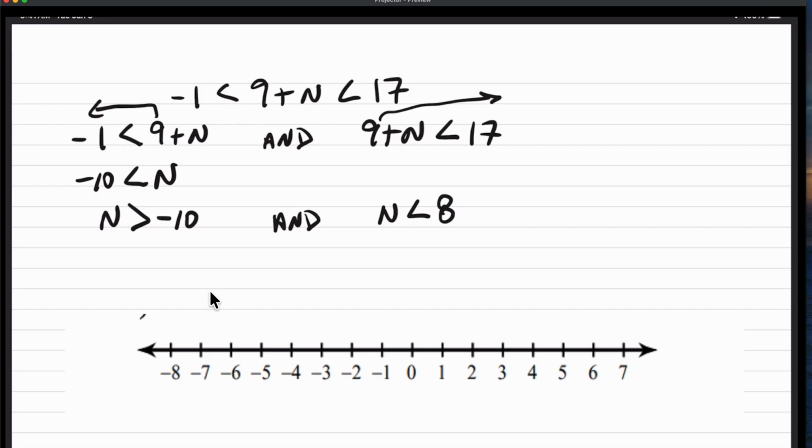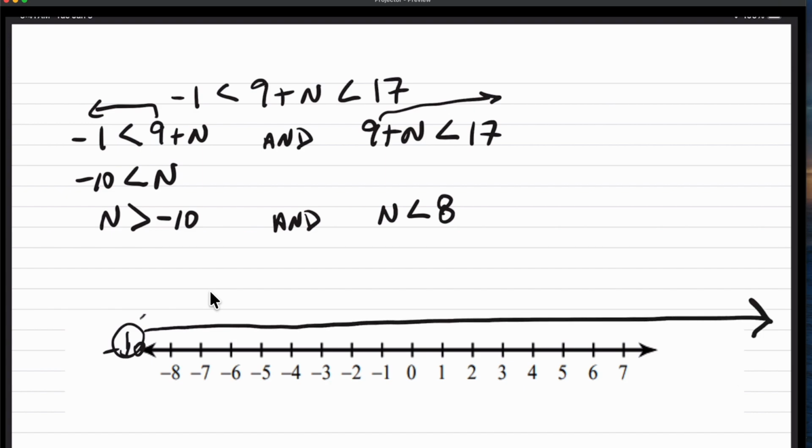So we have n is greater than -10. So I'm off the grid again. This would be -10 over here. And it's greater than, so it's going to be just an open circle. So that if n is greater than -10, that includes this entire line, like so. Now we have n is less than 8. So 8 is going to be here. We're going to have an open circle, and we're going to have a line that goes this way.